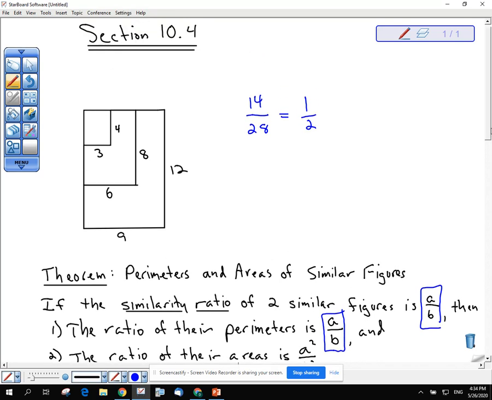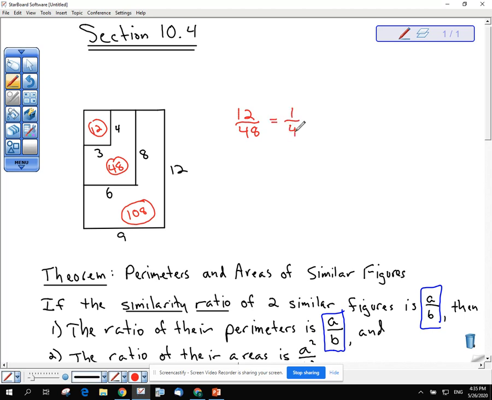Now, getting a little bit more complicated, let's think of the areas. Let's calculate the areas of the three rectangles. 3 times 4 would be 12. The area of the small rectangle is 12. 6 times 8 is 48. And 9 times 12 is 108. Check that on your calculator if you want to. It's 108. Now, if I compare the area, remember that the comparison of the sides and the comparison of the perimeters from small to medium was 1/2. If I compare the areas, 12 over 48, that's not 1/2, that's 1/4.